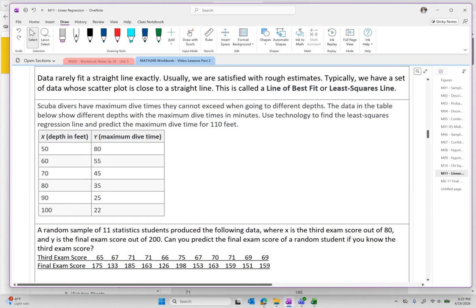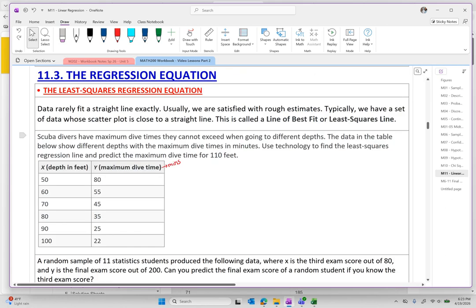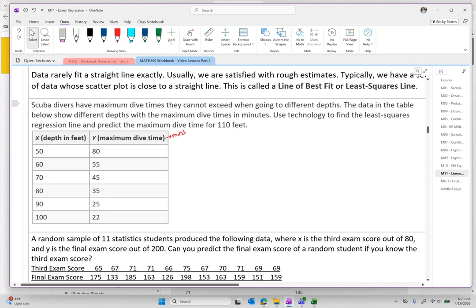To do some examples, let's assume that we want to look at scuba divers and the relationship between the maximum dive time they cannot exceed and the depth of the dive. The data in the table below shows depths with maximum dive times in minutes. One thing that this table doesn't show us is the units for the y, that is the dive time. So let's remember to say that the units are minutes there.